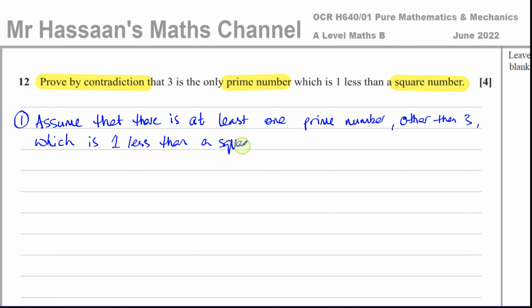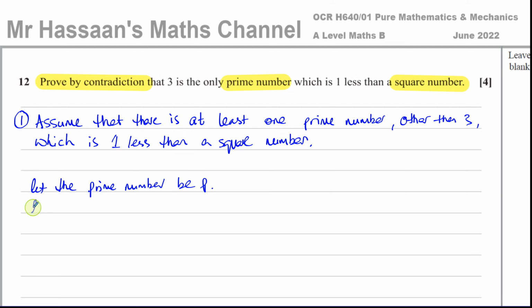A square number. Okay, so that's the first, that's a start. Okay, so let the prime number that we're talking about be P. Let the prime number be P. So that's the prime number we're looking for.